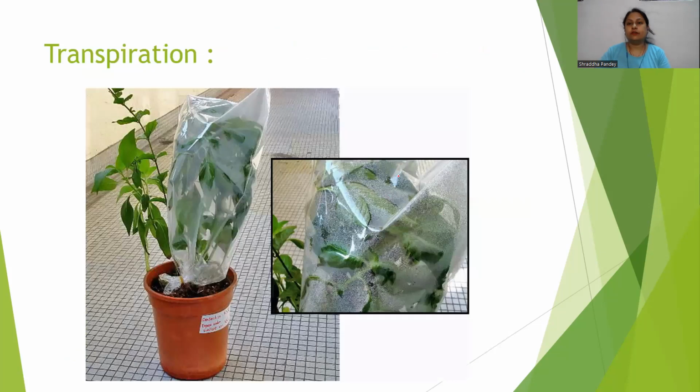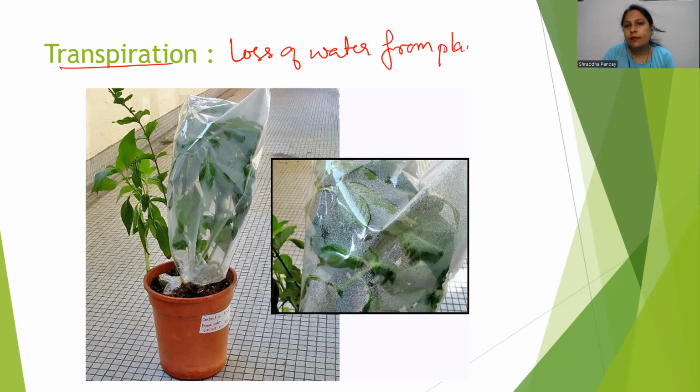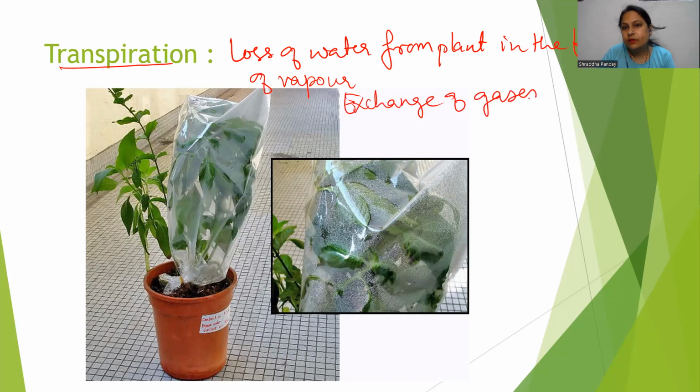So what is the role of the leaf? The first role is transpiration. Now, what is transpiration? Transpiration is the loss of water from the plant in the form of vapor. Not just loss of water in the form of vapor, but also there is an exchange of gases. Now, from the leaf it is lost.